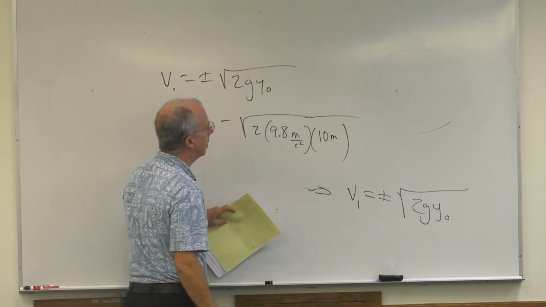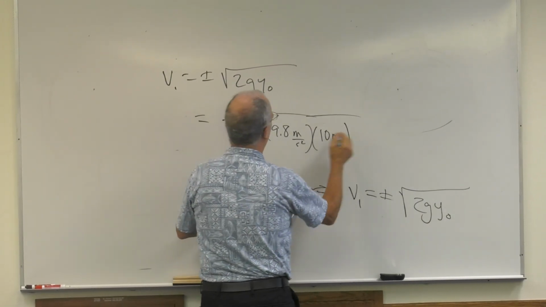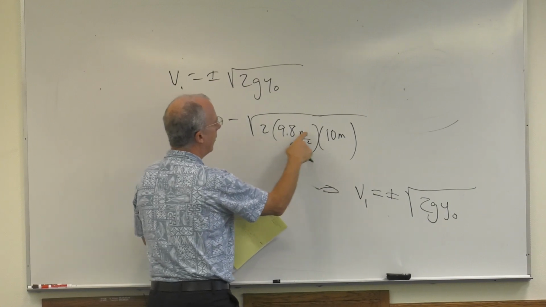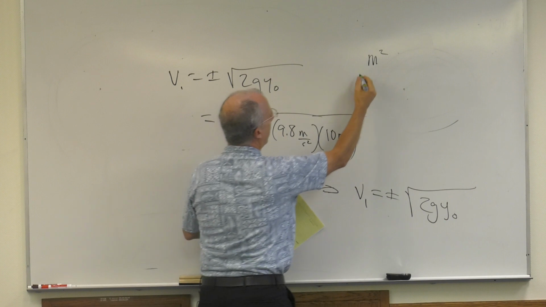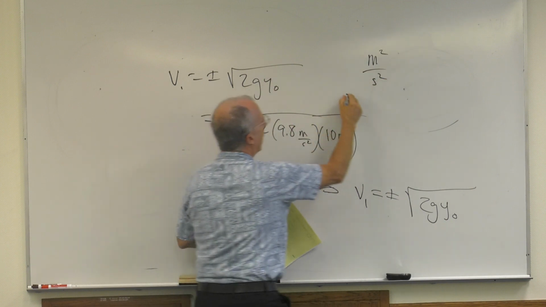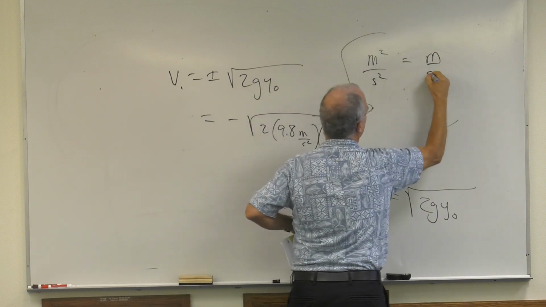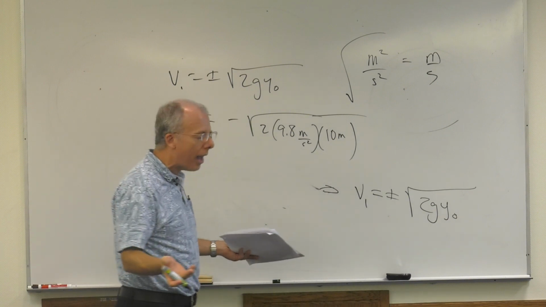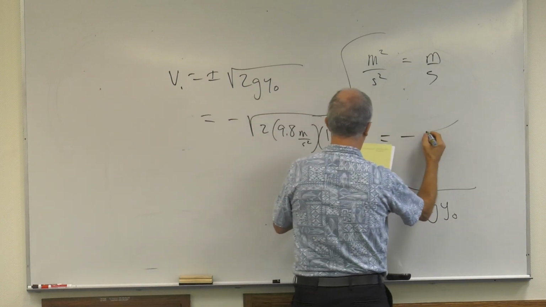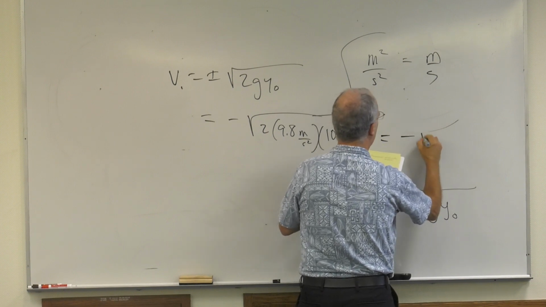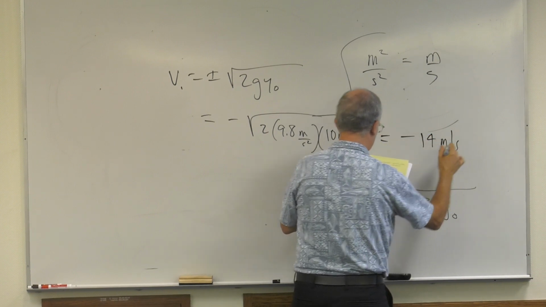Okay, notice, what's the units? We have a meter times a meter, so we have a meter squared. We have a second squared on the bottom. We have a square root of that, so it's a meter per second. Isn't that what we want? Yeah, it's a velocity, right? I promise you, if you do this, you get minus 14 meters per second. Okay?